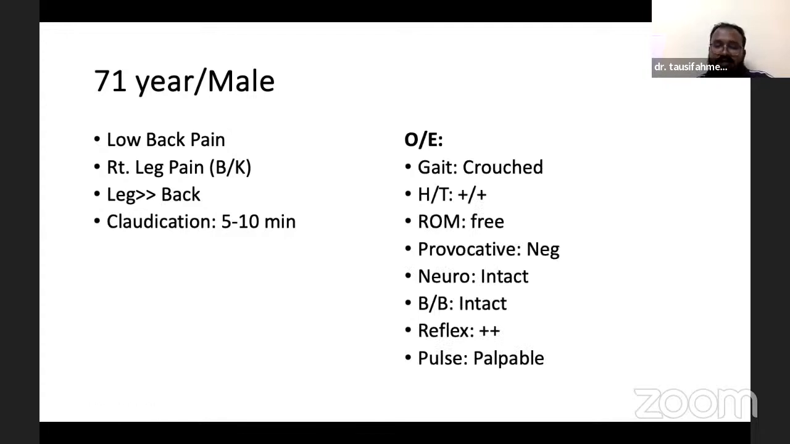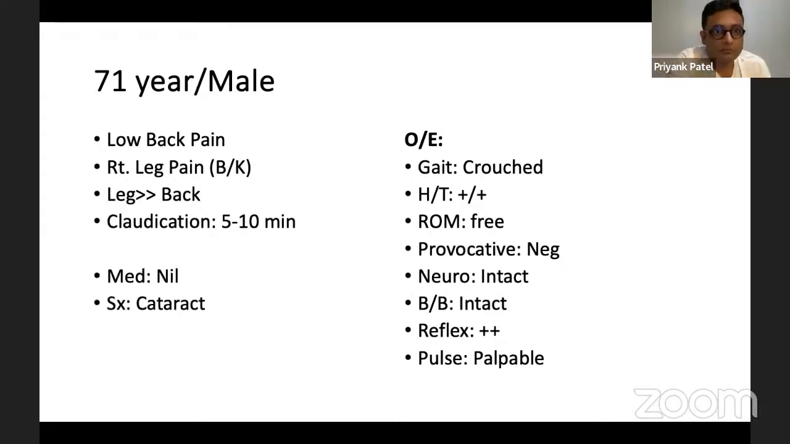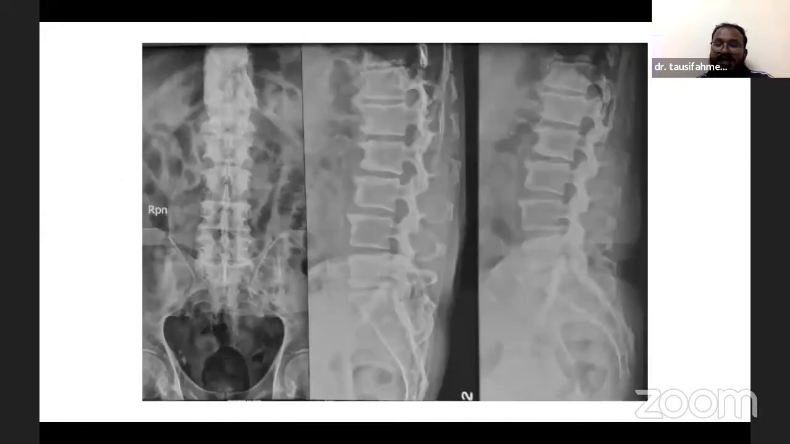On examination, he is crouched, back range of movement is free, provocative tests are negative, neurologically he is intact, there is no hyperreflexia, pulses are palpable. Medically and surgically, he has undergone only cataract surgery, and these are the x-rays for him.